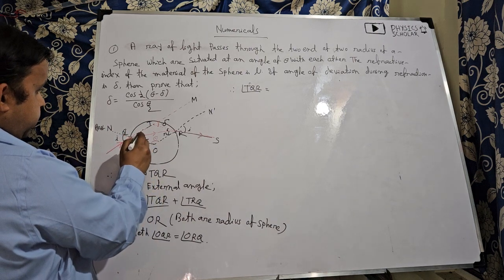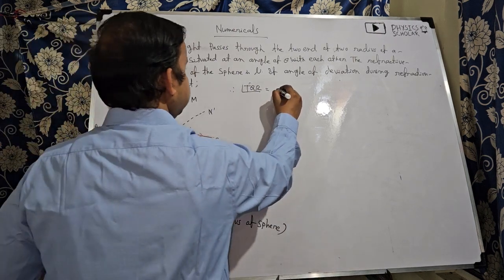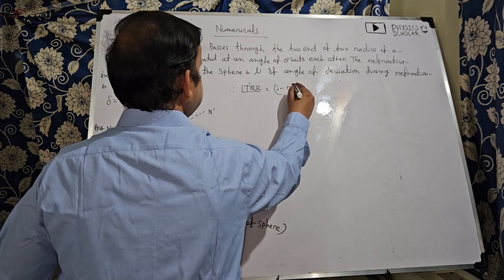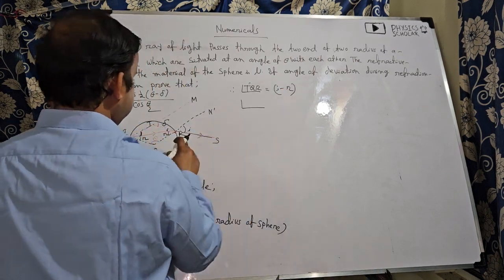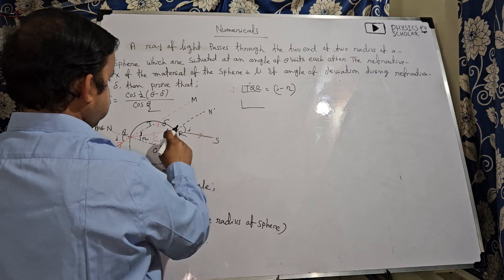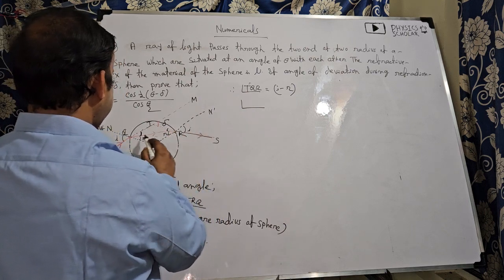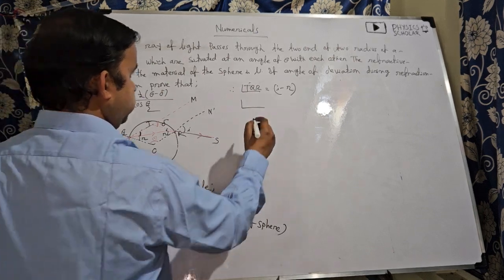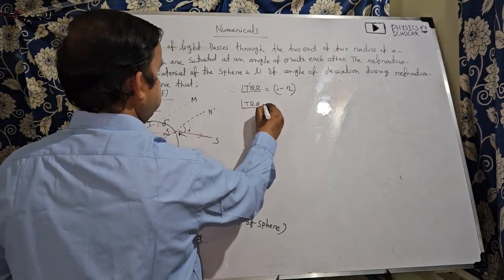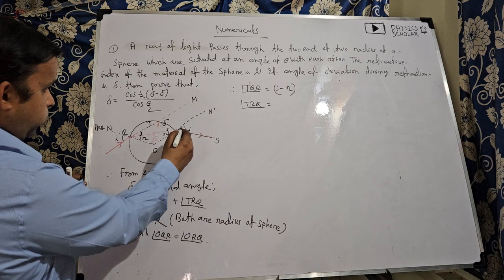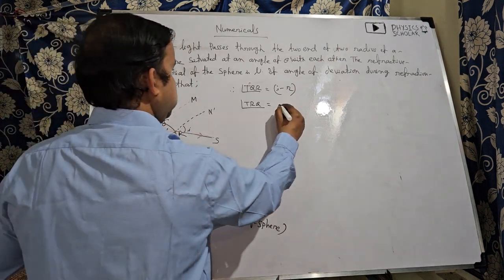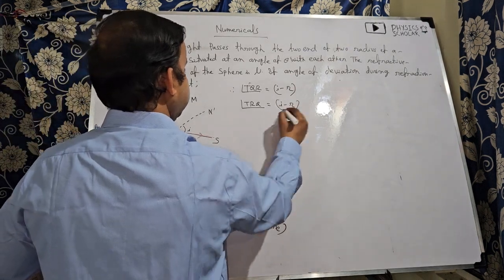So here this angle will be i minus r. Okay. And angle TRQ, this angle will also be, it is i and it is r, so it will also be i minus r.